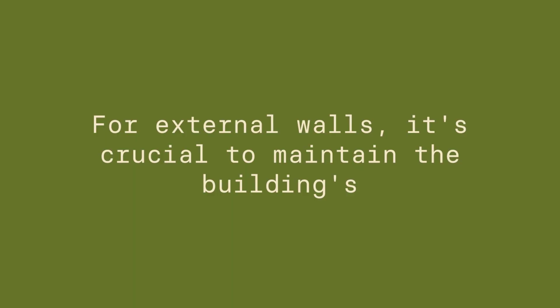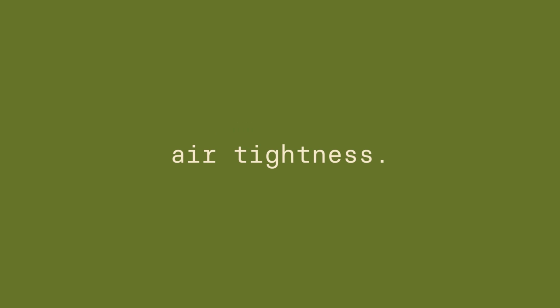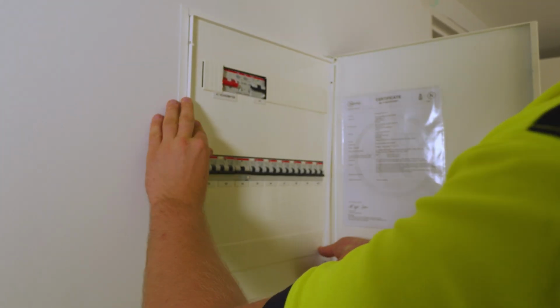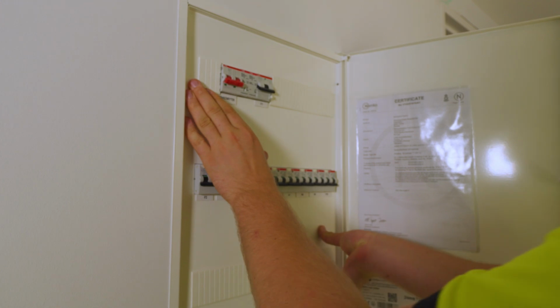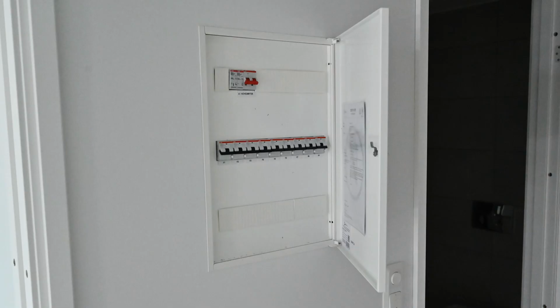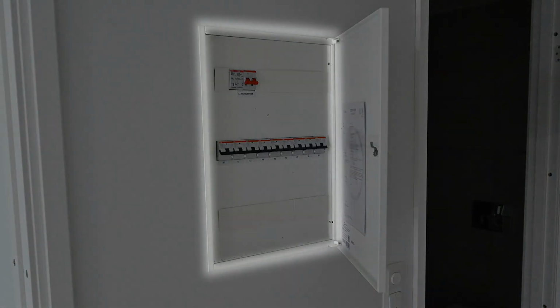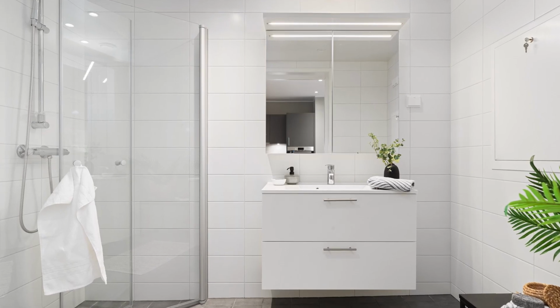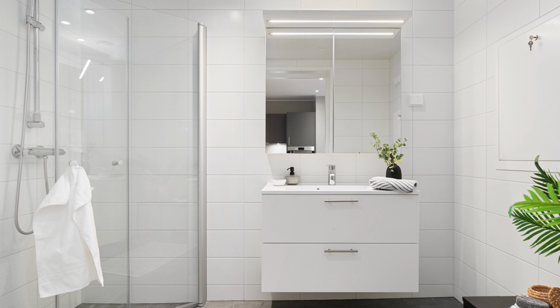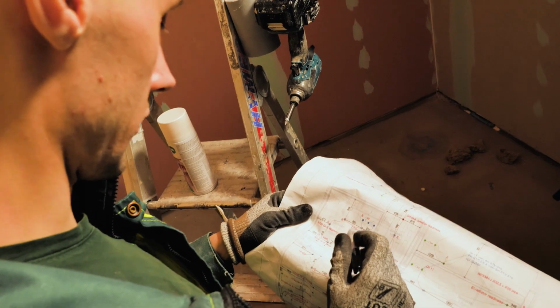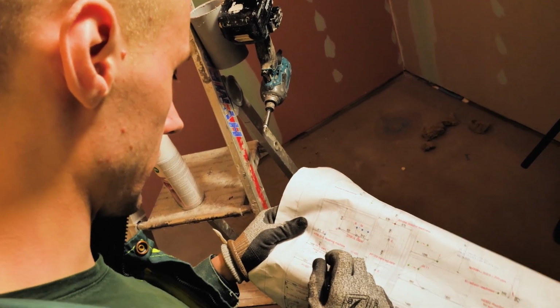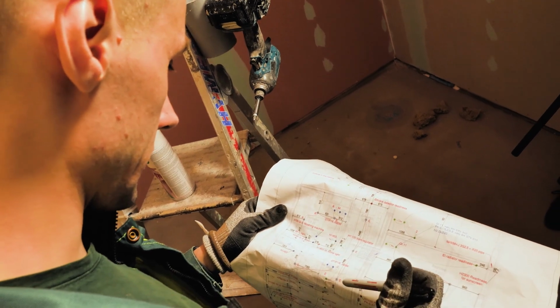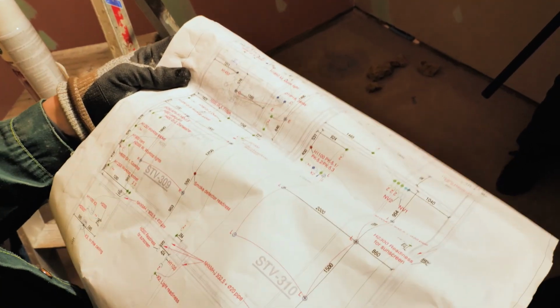For external walls, it's crucial to maintain the building's airtightness. Therefore, electrical boxes should be installed within the vapor barrier. If this isn't possible, they must be airtightly sealed to prevent air leakage. In wet rooms, special care is needed as water and electricity don't mix well. When installing bathroom fixtures, it is important to know the locations of cables and other utilities to avoid damaging them.